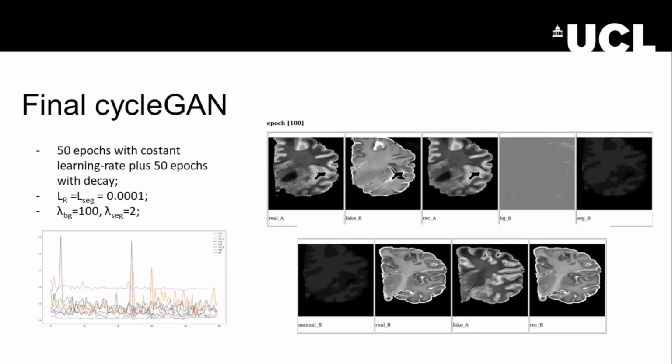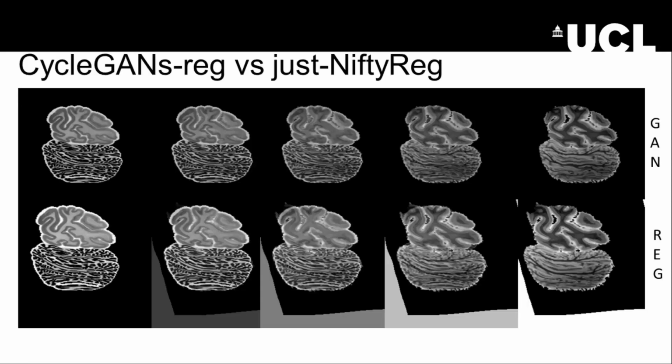This is the final CycleGAN that I settled on, at least for the moment: 50 epochs with constant learning rate, then starting the decay, and this is how it looks in just the cortex. I think it looks really nice. And then some comparison with using just nonlinear registration with NiftyReg.